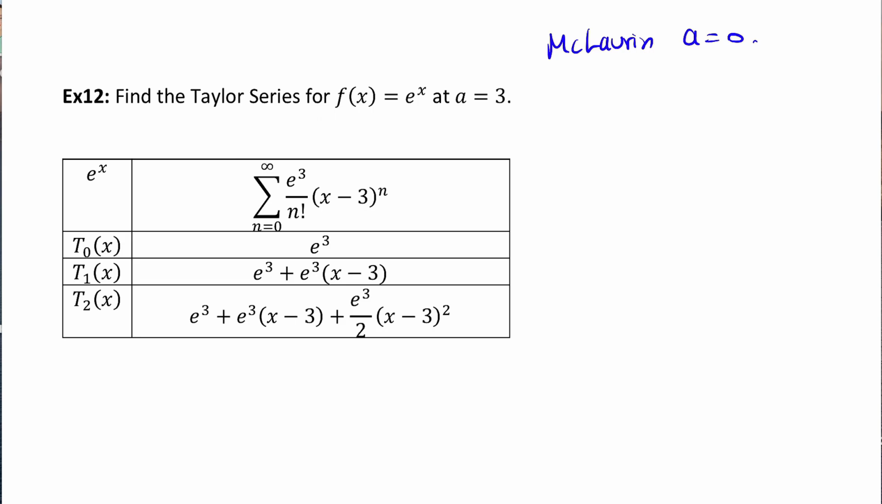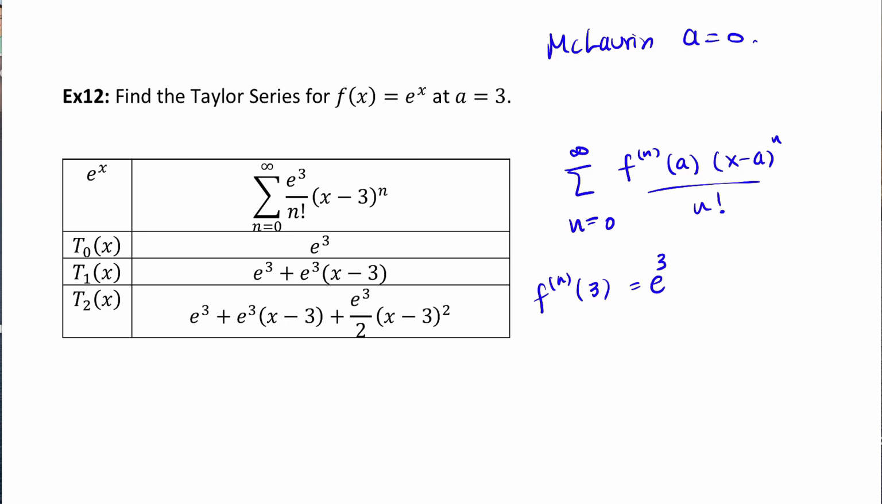Remember that the formula goes sum from n equal to 0 to infinity. You take the nth derivative, evaluate at a, times x minus a to the nth power over n factorial. So in this case, if we replace a with 3, then the nth derivative of my function f of x evaluated at 3 is just e cubed. And then x minus 3 to the nth power over n factorial. And this is what it looks like.